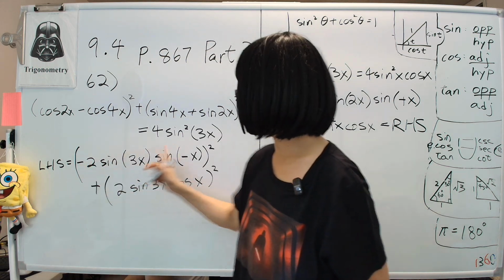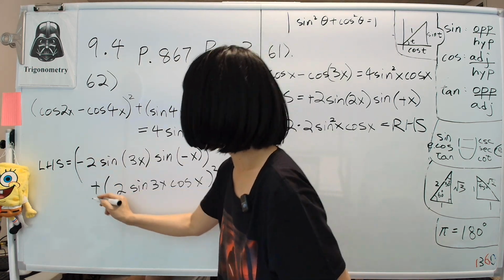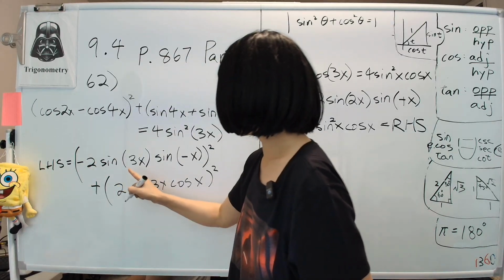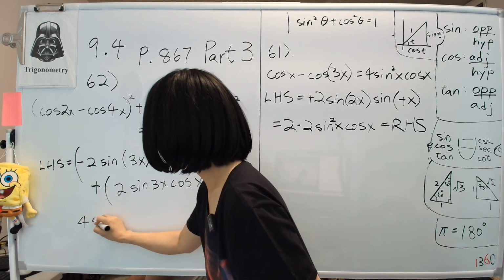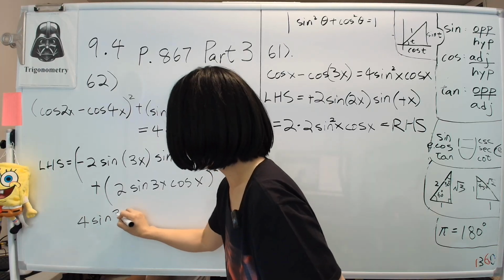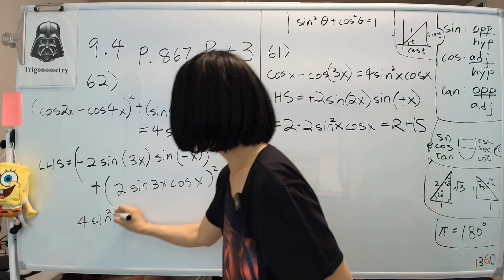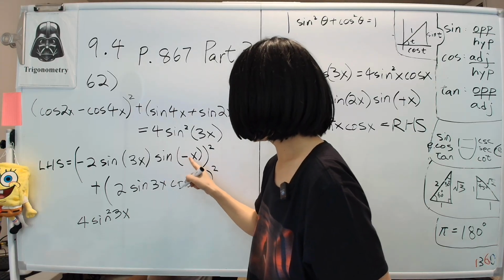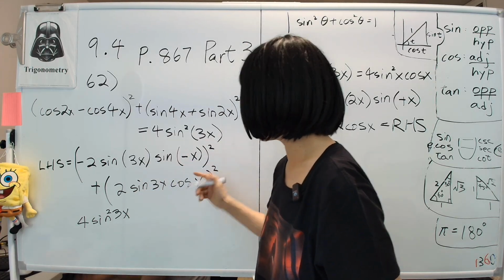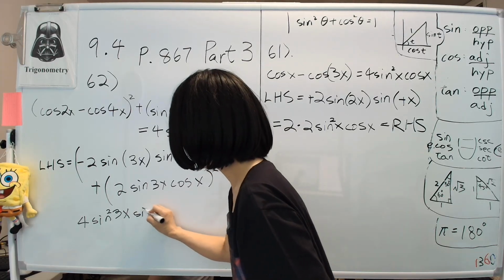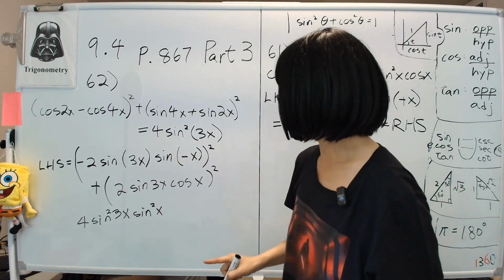Since we're raising things to the square, the negative sign disappears, so we can ignore the negative sign. 2 squared is 4, so we'll write down 4 sine 3x, that will be squared. The minus sign comes out, but then it got squared, so it disappears. So it will be sine squared x, and that's the first part.